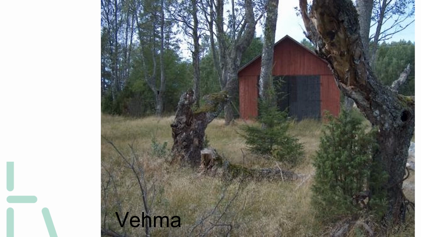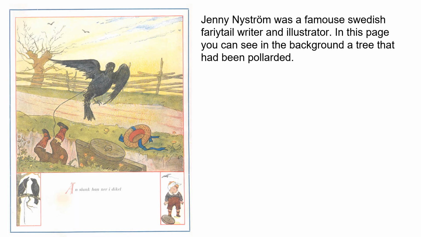Vehma, a Nord pasture area again. And here is a painting by the very famous Jenny Nyström. She was a writer and illustrator, mainly an illustrator, and in the background you can see a tree that has been pollarded. A very thick trunk here, and here new branches come out from the tree.